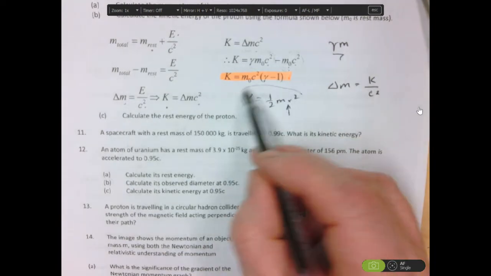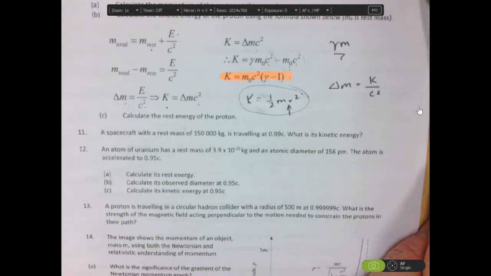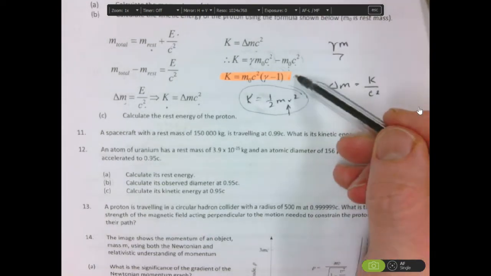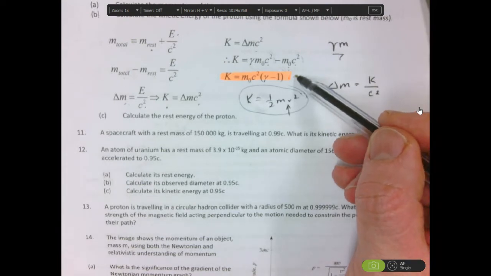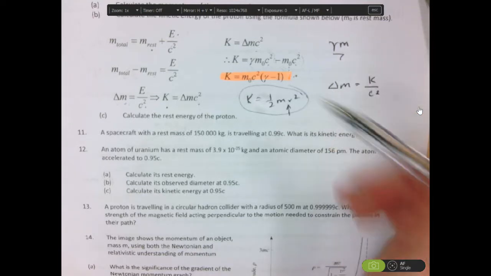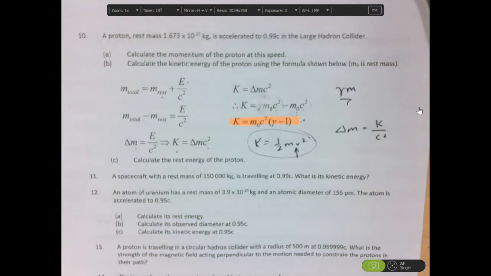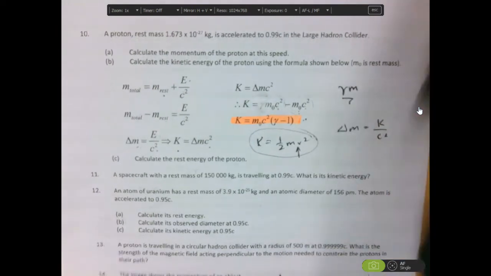So we use this formula only for day-to-day non-relativistic settings, and this one up here to calculate the kinetic energy of high energy, high moving protons and so on, very objects which are going at very high relativistic speeds. Okay, so that being said, now let's go and answer question 10.